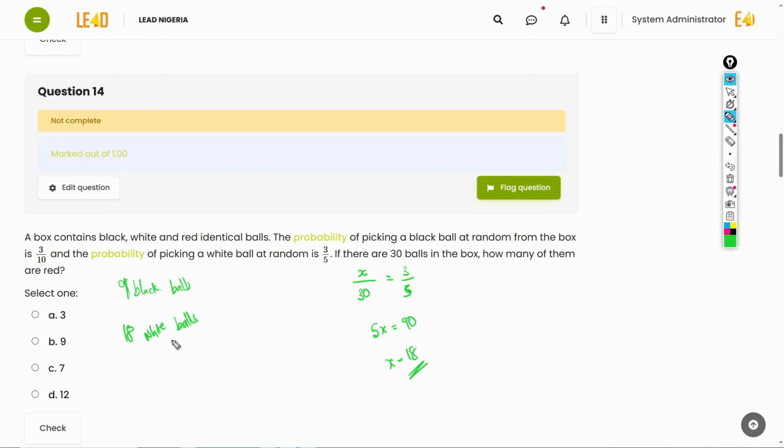So what's left for red? Well, the red balls would just be 3. We'd have 3 red balls. All right, so we'll have 3 red balls because they have to total 30, right? So they have 3 red balls.